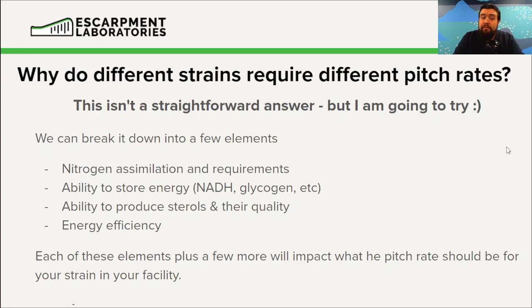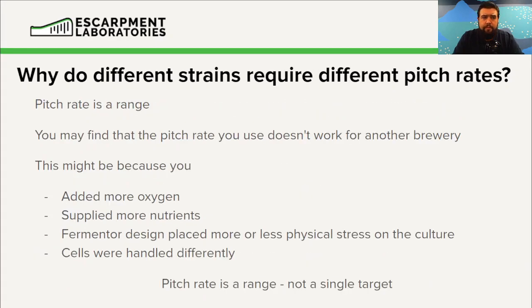Nitrogen assimilation is a big one, and the required amount of nitrogen for that yeast cell. Ability to store energies: different yeast cells can store different amounts of NADH, glycogen, ATP, things like that. Ability to produce sterols and their quality. We talked about this in the first module, where the quality of the sterols different yeast cells produce is higher or lower. And some strains are just more energy efficient. They're able to use the resources they have more efficiently. All these combined result in the variability we see between pitch rates.